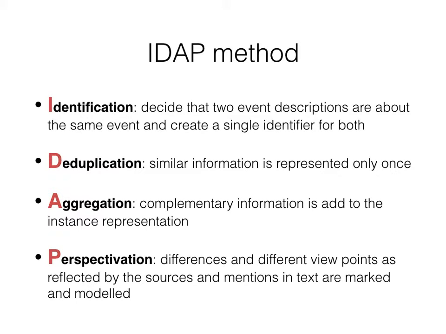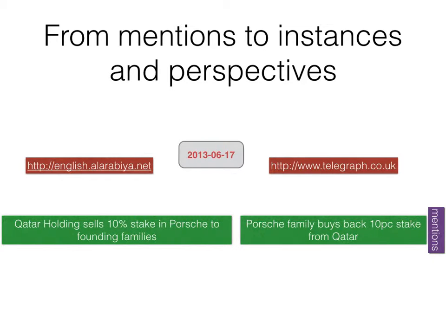Finally, sources may reflect different points of view. We keep track of who said what and model aspects of these viewpoints, resulting in perspectivation of the information given the sources. Let's look at an example. We see here two titles from two news articles published on the same day, 17th of June 2013. One is from Al Arabiya and the other from The Telegraph. Both titles describe exactly the same event, but do this using different words.